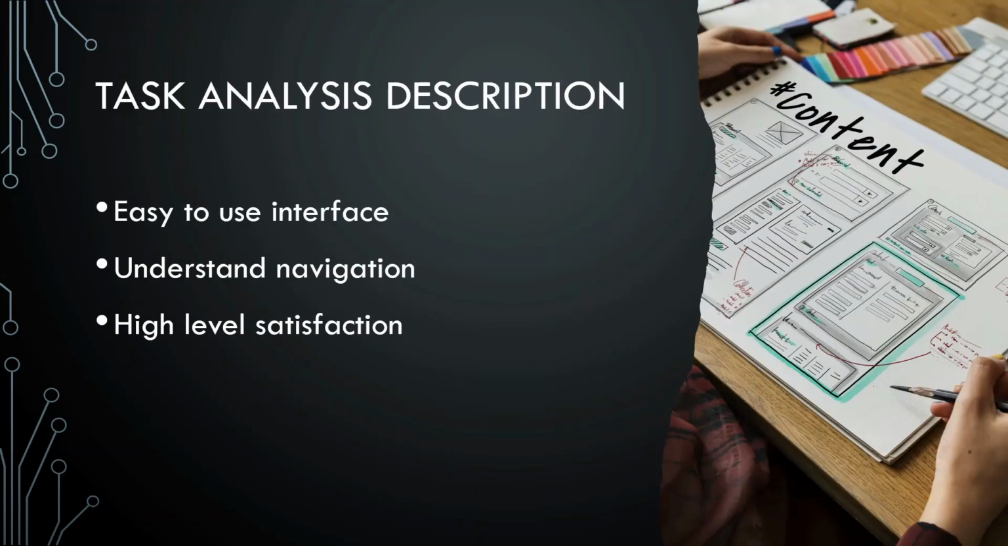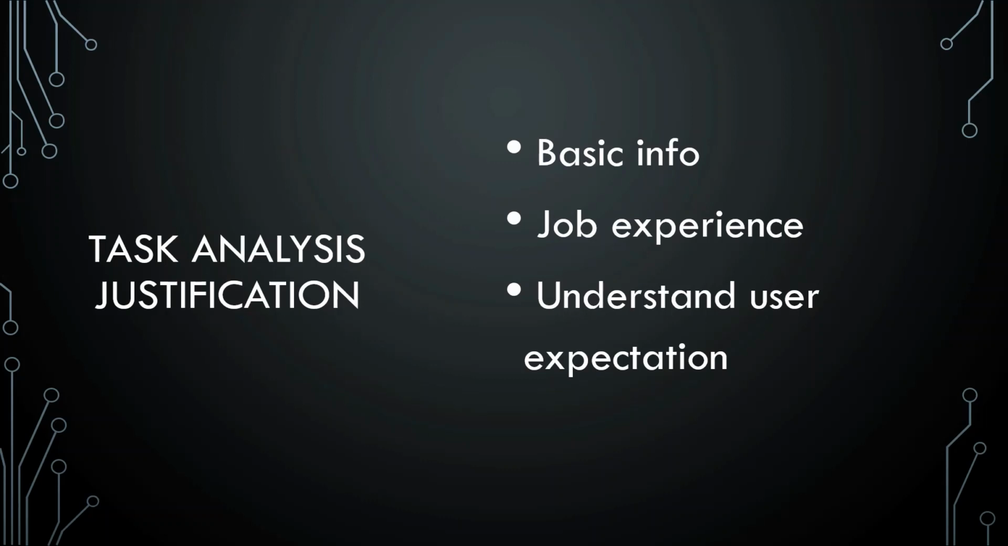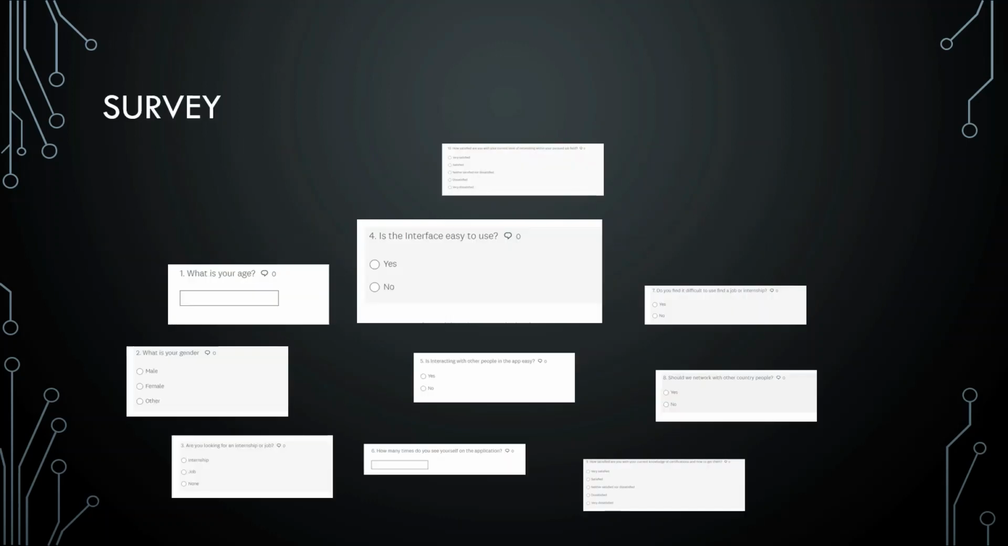The task analysis description. With this application, we're hoping that this is a very easy to use interface that the users can generally understand the navigation in an easy process. And because most of the users are in their early 20s, we assume that the users are capable of using these kinds of applications. Then we have the task analysis justification, which is basically we're looking for basic info, job experience, and understanding user expectation. Then we have the survey.